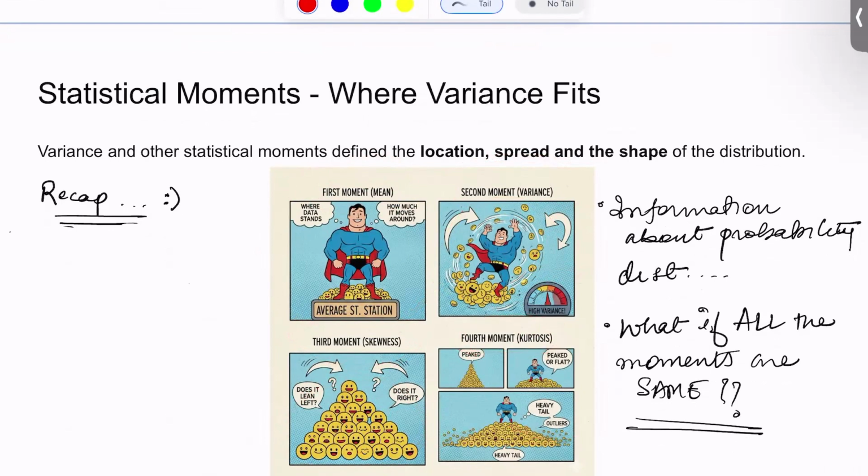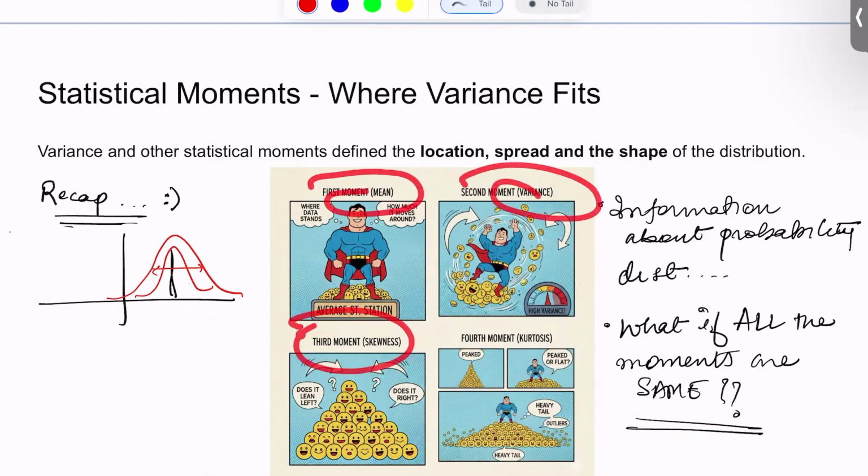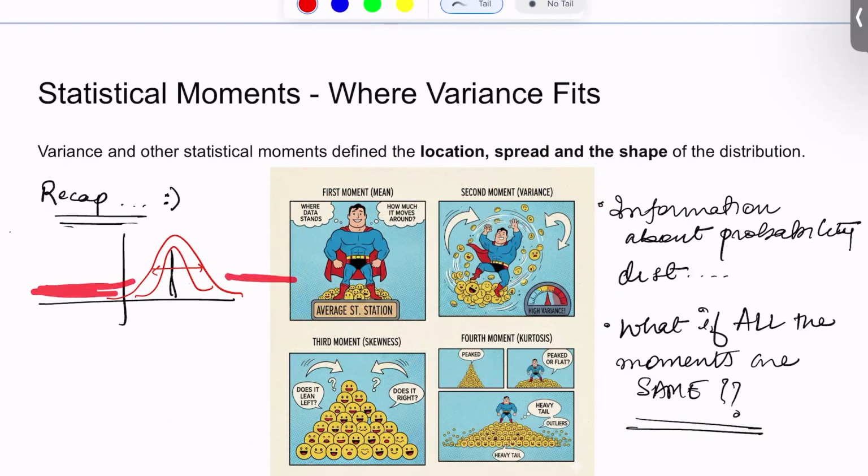Now, what if all these statistical moments are the same? For example, when the data has the same mean, we can have distributions with different variance. Now, if the variance is also the same, we can have distributions with different asymmetry, that is different skewness. But if mean, variance, and skewness are all the same, then we can have a distribution that can have heavier or less heavy tails. But what if all these four moments are the same? Then how can we again characterize or differentiate between two different distributions?